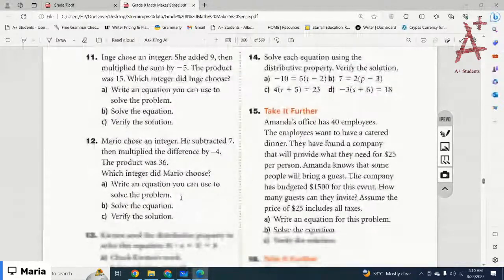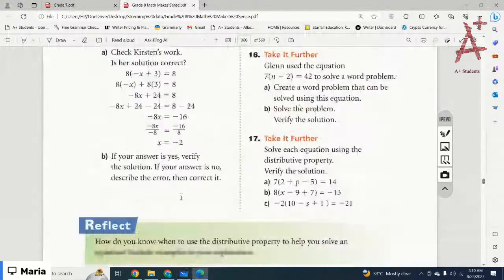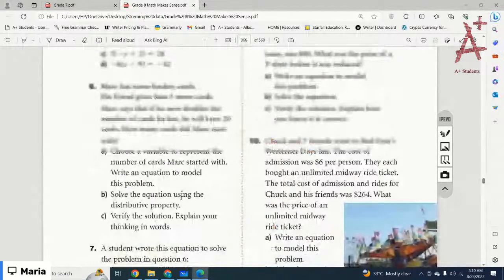We have so many questions, so you have to skip some of them. Let's start with number 7.